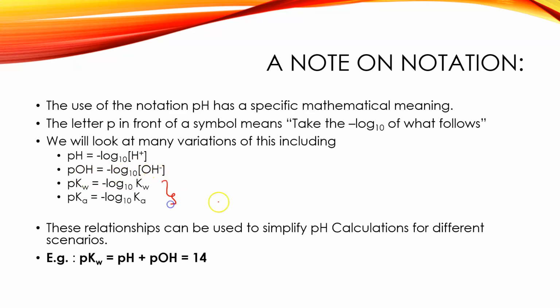We are now also going to start seeing pKw and pKa. These, just as the ones before, are saying take the negative log to base 10 of what follows. So the pKw is the negative log to base 10 of Kw, the ionization constant of water. And pKa is the negative log to base 10 of Ka, which is the ionization constant of a weak acid. These relationships can also be used to simplify pH calculations, remembering that pKw is equal to pH plus pOH, which is equal to 14. And we've seen this written in a more simplified version already.